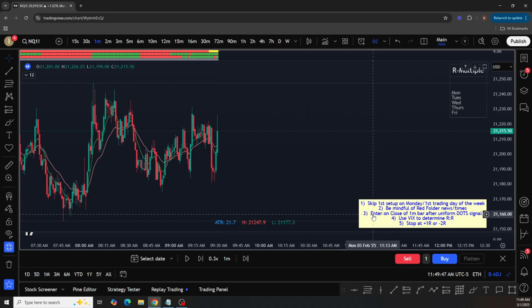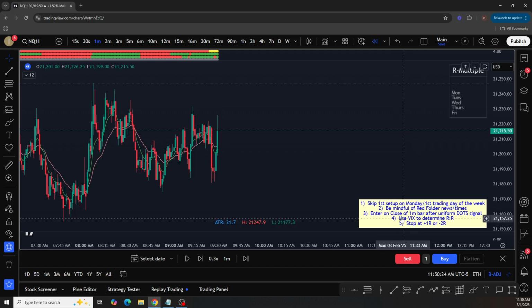The setup is very simple. You'll see there are 4 dots. This gray row will turn either green, red, or yellow when the market opens, as you'll see once I start this backtest. When the dots are uniformly one color on a close, on a 1-minute chart, I'm going to get in whatever direction. If there are 4 green dots, you're looking for longs. If it's 4 red dots, you're looking for shorts. And if they're mixed, you're doing nothing.